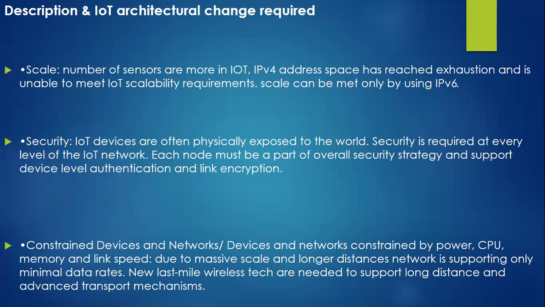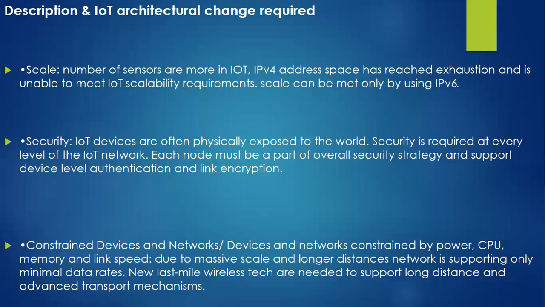Then when it comes to security, the second aspect, IoT devices are often physically exposed to the world. Security is required at every level of the IoT network. Each node must be a part of the overall security strategy and support device level authentication and link encryption. This link encryption is very, very essential. Remember this, and also the device level authentication.